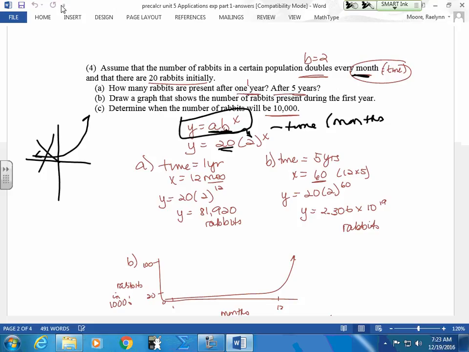How many rabbits are present after 1 year? After 5 years. Here's the problem. Since your time is in months, and this is in 1 year, you have to give this in months. 12 months, 60 months. You have to plug that in. So in your time, you raise it to the 12, you raise it to the 60. This is a very, very, very large number. You know how fast rabbits multiply? But 5 years with all those rabbits, they all keep multiplying. Every time one multiplies, and then that one can multiply, and that one can multiply. And you can leave this as a scientific notation number.